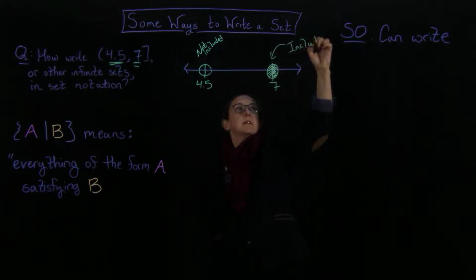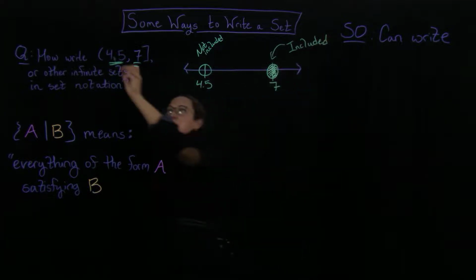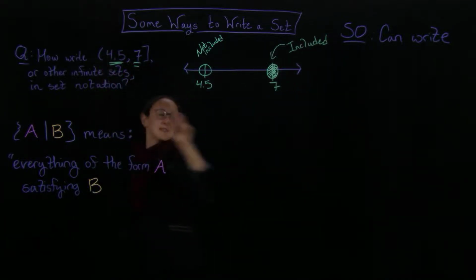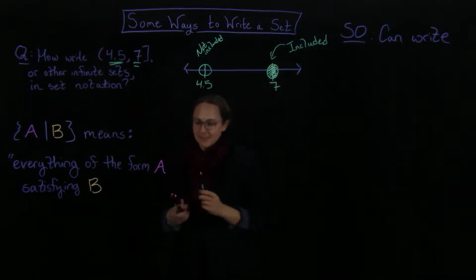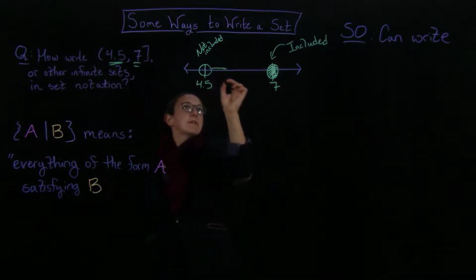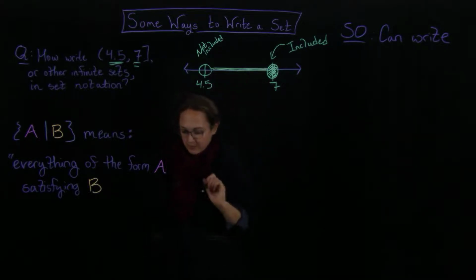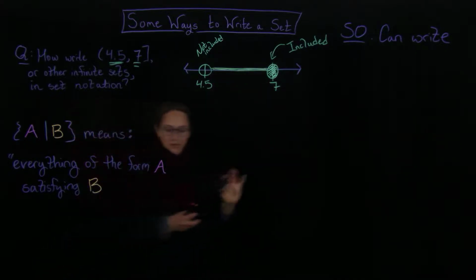Because that's kind of round, it looks like you're missing something there. This is boxy, so it looks like you're including something. And we're having everything in between. Okay, so this is the interval that we're looking at. So how do we write this?